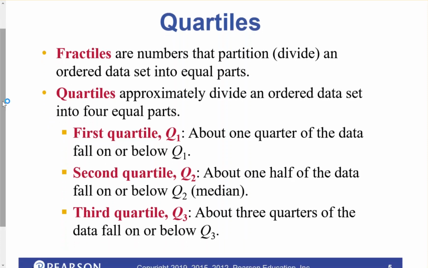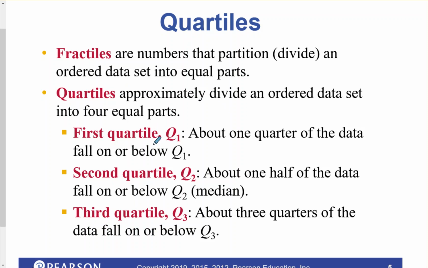We start off with fractiles. These are numbers that divide an ordered data set into equal parts, partition an ordered data set into equal parts. The most common fractile is the quartile. Quartiles approximately divide an ordered data set into 4 quarters, 4 equal parts.